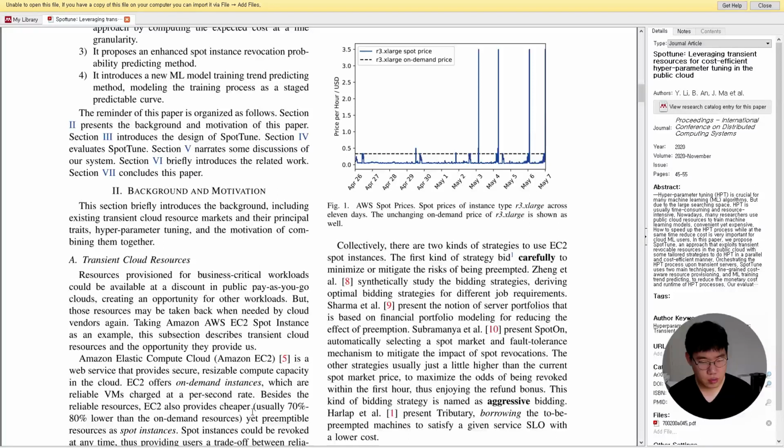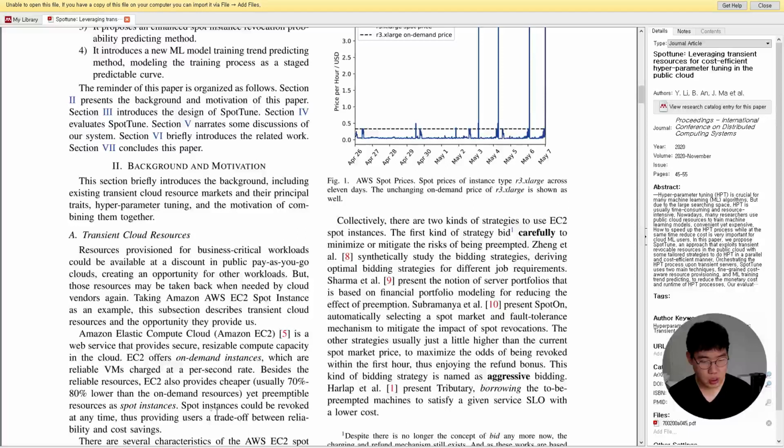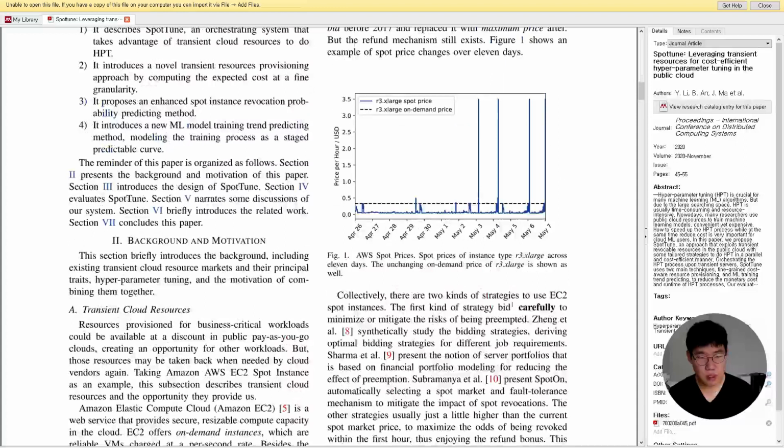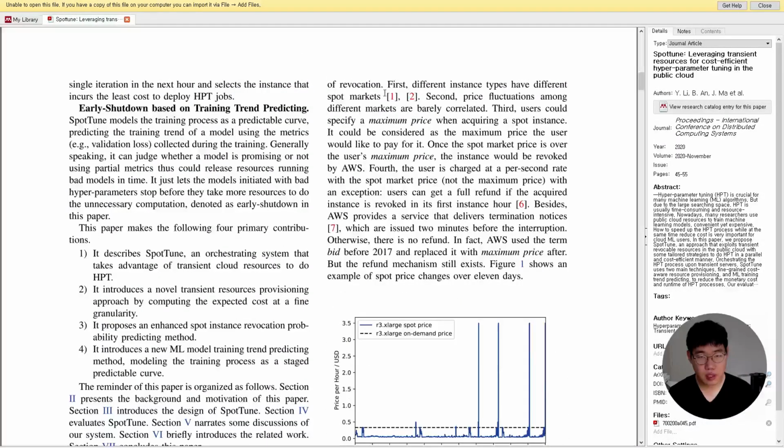You get preemptible resources as a spot instance. A spot instance could be revoked at any time, thus providing users a trade-off between reliability and cost savings. There are several characteristics of the AWS EC2 spot instance that may affect the monetary cost and the possibility of revocation. First, different instance types have different spot markets. Second, price fluctuations among different markets are barely correlated.